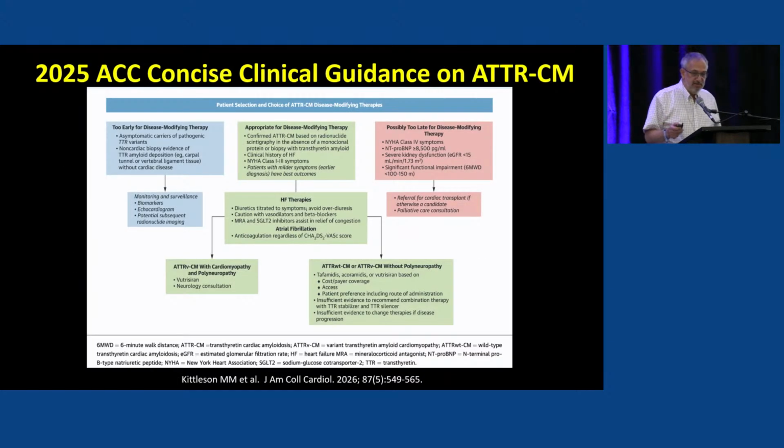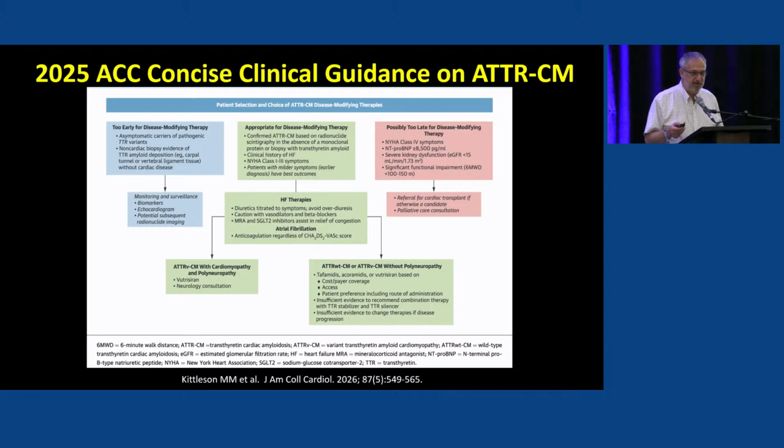These are the consensus, or concise, clinical guidance updates that were distributed. Rick Ruberg, along with Michelle Kittleson and others, helped draft these. I'll focus mainly on the green in the middle, demonstrating that for patients who are appropriate for disease-modifying therapy, which is the majority of patients, besides heart failure management, what other agents, which of the different agents, could be utilized. The main message I would say is all the agents work and they're all effective, and the only bad choice is not to put someone on one of these agents.